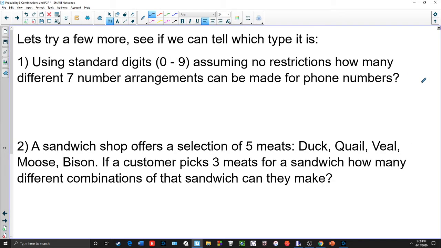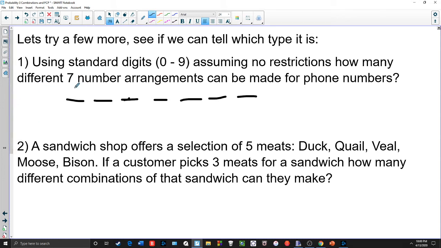So let's see if we can't tell a few more here. So we have, using standard digits 0 through 9 and assuming no restrictions, how many different 7-number arrangements can be made for phone numbers? Now, phone numbers actually do have restrictions on what numbers can be put where, but assuming there were none, if we have 7 digits for a phone number, so 1, 2, 3, 4, 5, 6, 7, how many different 7-number arrangements can we make from this? So again, is this a combination or permutation question?